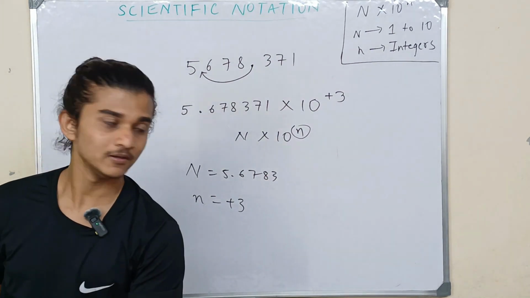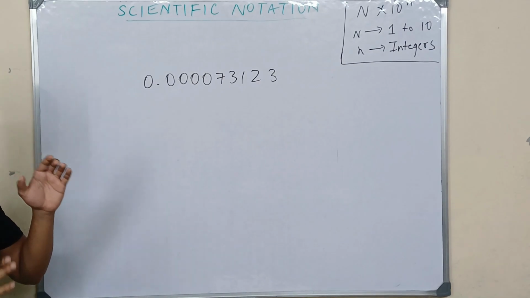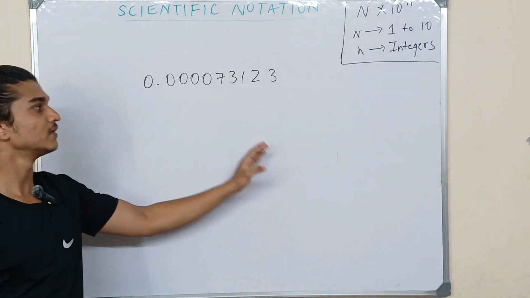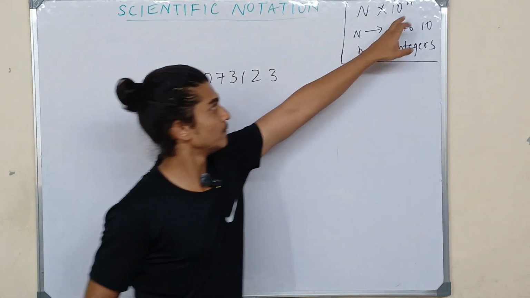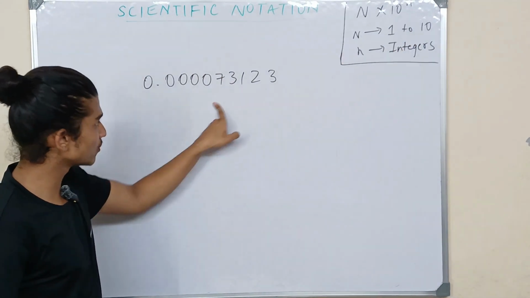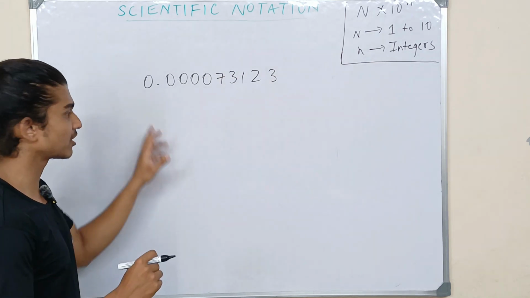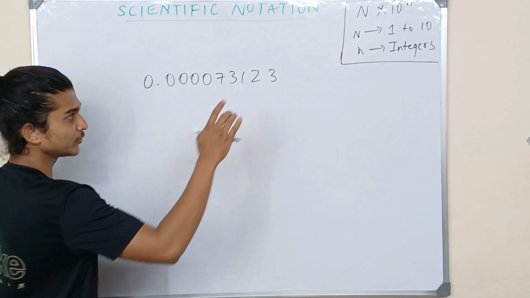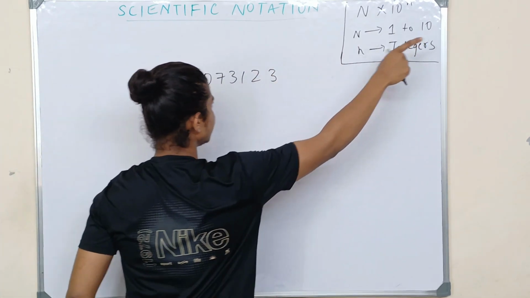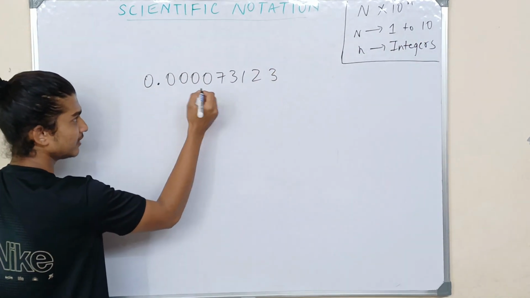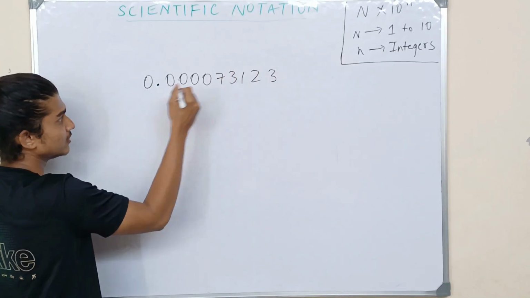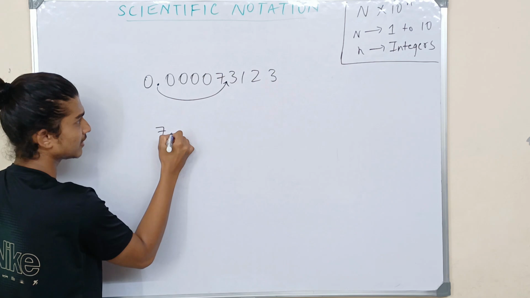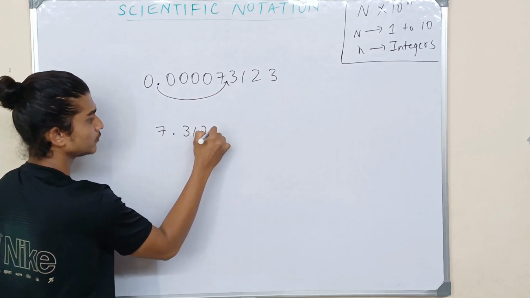So let us see one more example. As I've told you, if you move the point to the left side of the number, you have to write plus in the exponent, and if you move the point towards the right, you have to write minus, based on the number of places you jump the point. Now, to express this between 1 and 10, I have to move this point in such a way that I get a number between 1 and 10. So I'll move it over here. If I move it over there, I'm going to get the number as 7.3123.